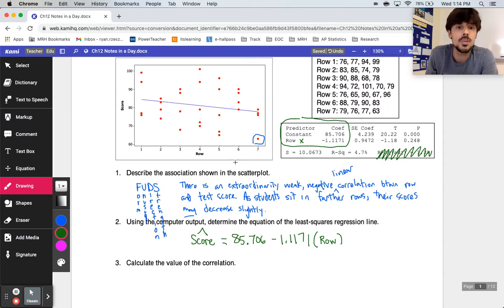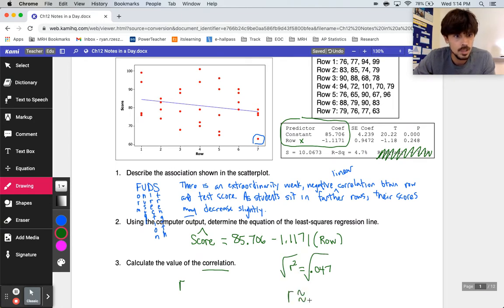Next up, they ask us to find the value of the correlation. Correlation is going to be R. And in this problem, they tell me R squared is 4.7%, which you do have to turn into a decimal, move it 2 spots, 0.047. So what I would need to do is take the square root of 0.047. If I square root both sides here, you're going to get R is approximately 0.217.